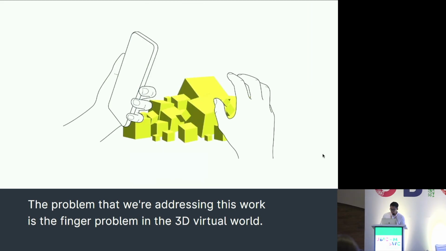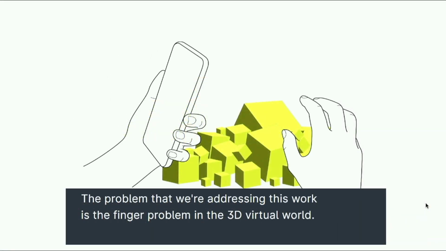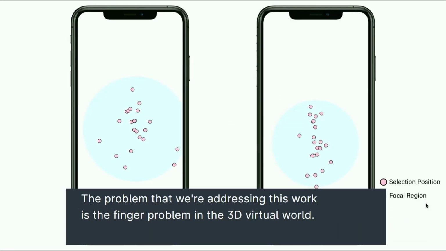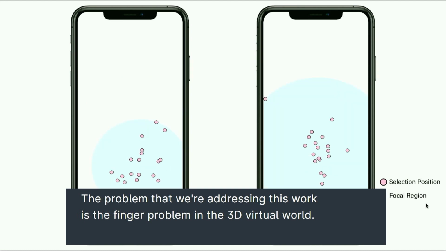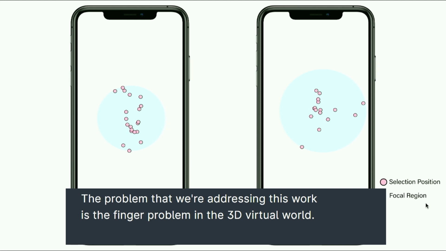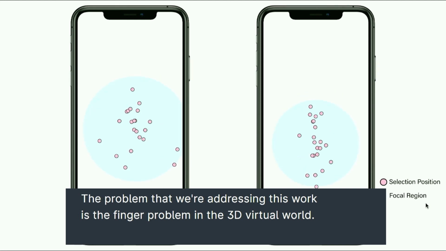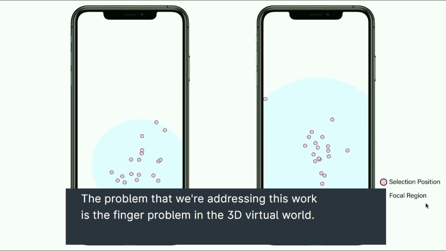To address this problem and design the FocalPoint technique, we first conducted a formative study where we asked participants to grab virtual objects in a freeform manner to learn about their selection behavior. By plotting the positions at which these objects were selected, as shown in the pink dots here, we found that they form clusters of varying sizes. We refer to these clusters as focal regions. And we believe that objects placed within these regions have a higher chance of being selected by the user.